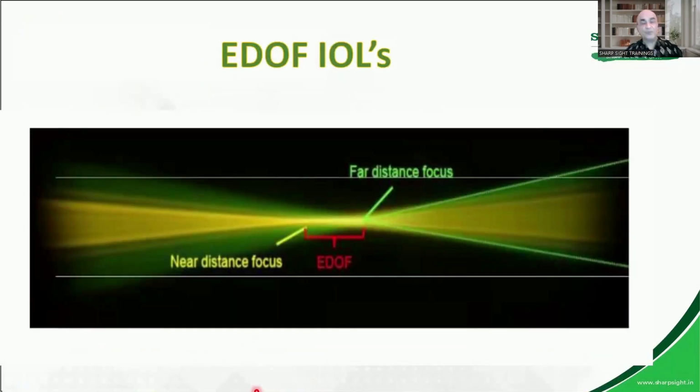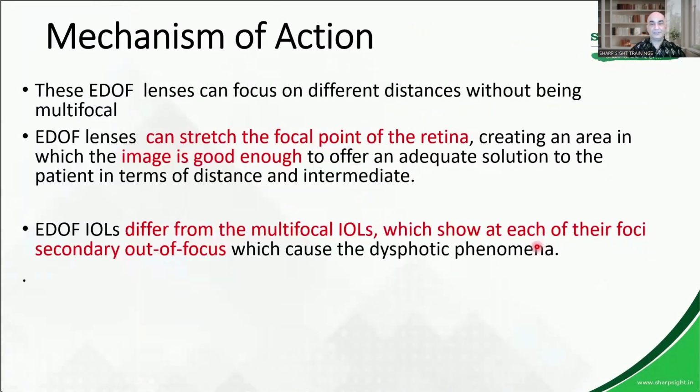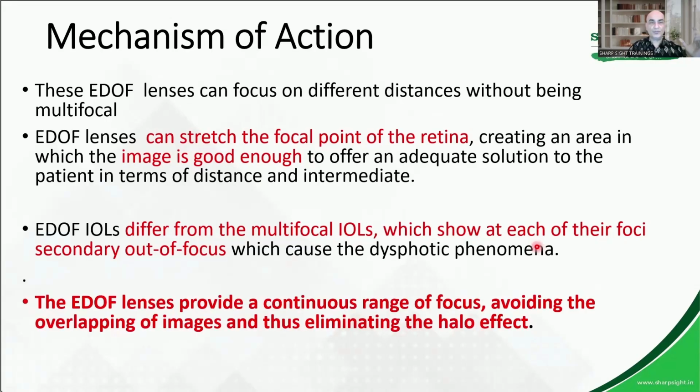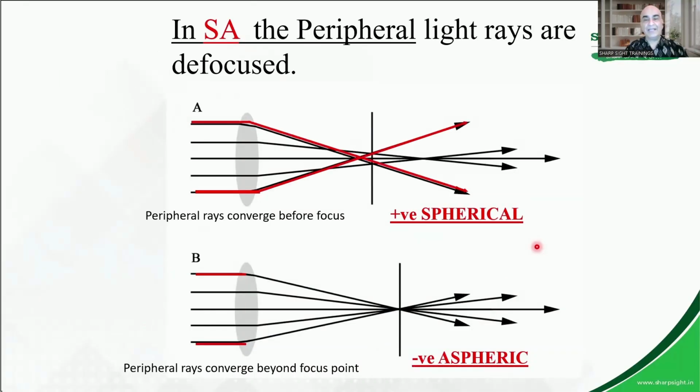Now, this is how an EDOF lens would work. Instead of having a single point of focus, you'll have an elongated point of focus in these particular lenses. So an object across this depth of focus will relatively appear clear. You will have a light distribution curve which is more continuous all across the intermediate zone for these patients. In an EDOF lens, there is a focus zone which stretches from one point to another without any secondary out of focus points, which are actually seen in diffractive lenses. These lenses will not have out of focus points and they will avoid overlapping of images, thus eliminating the halo effect. Now, let us understand spherical aberration first before we go to understanding an EDOF lens.